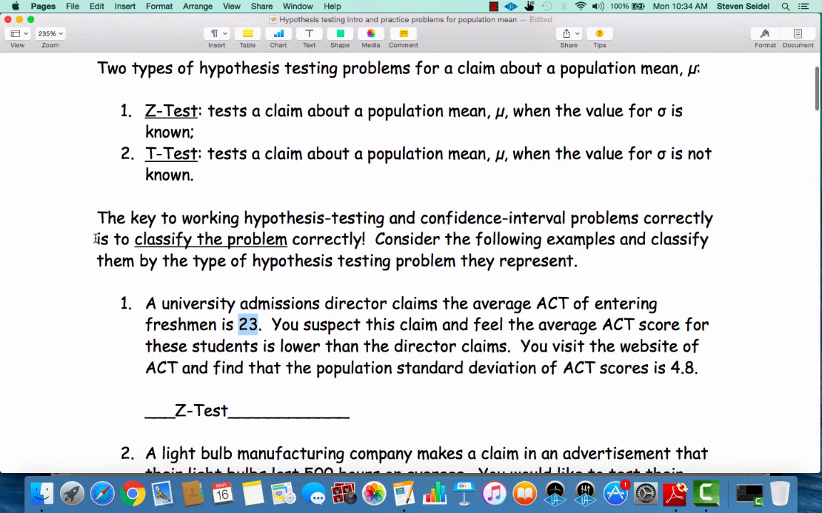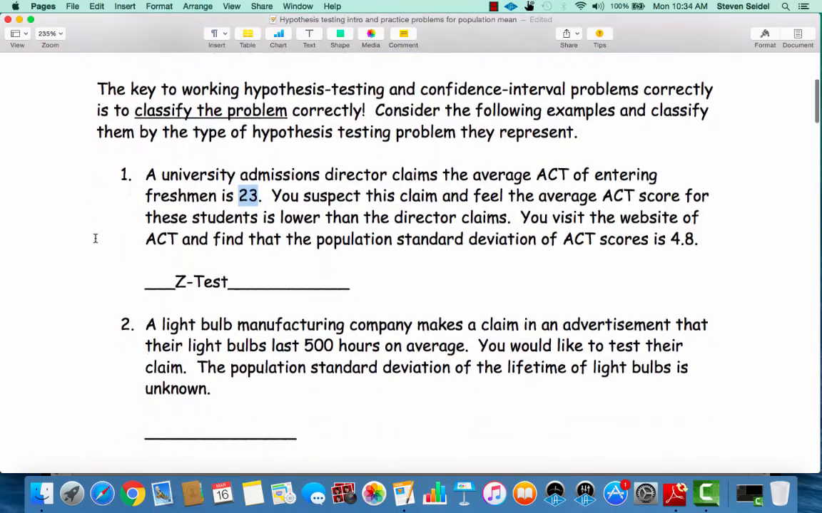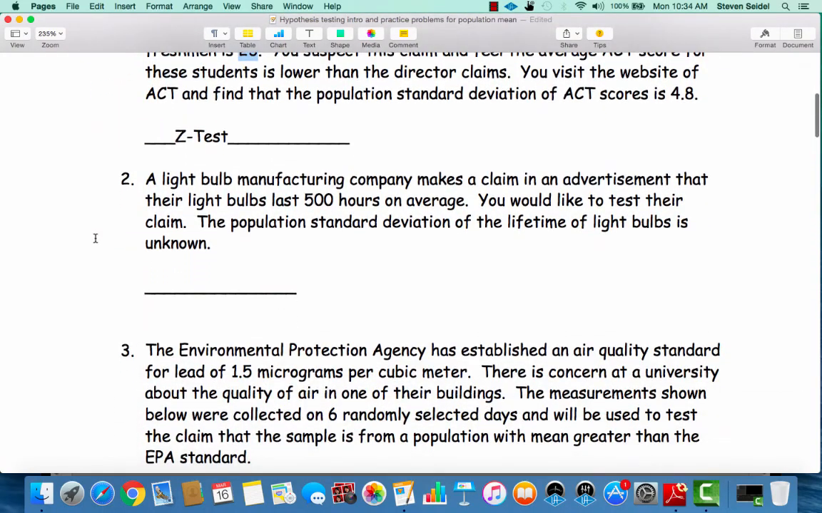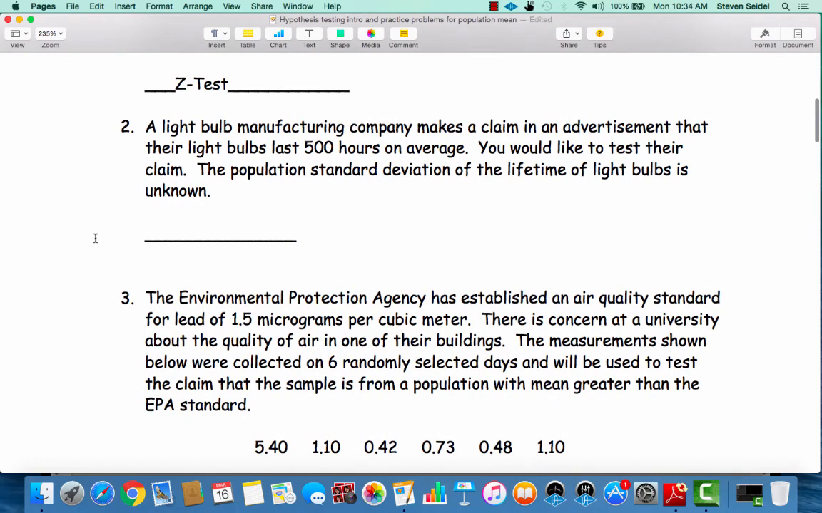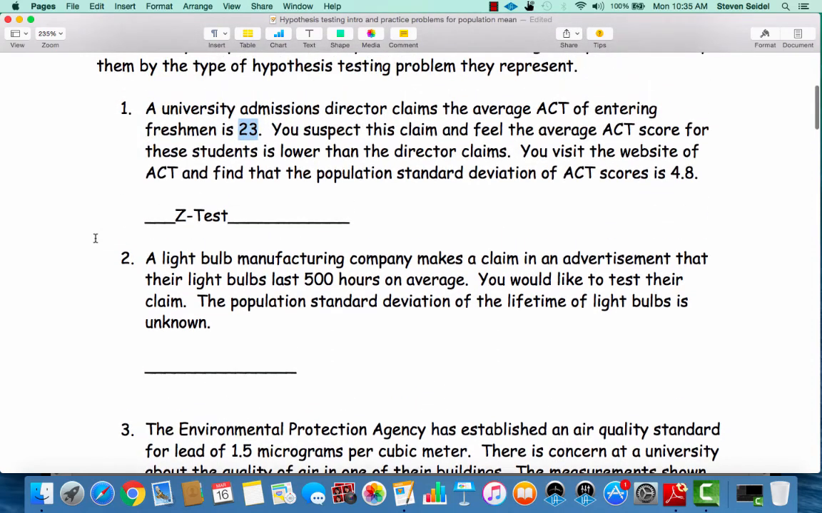Now, your job for today's lesson is to look at questions 2 and 3. Question 3, I know there's going to be a concern. I'll kind of get you started on that. But I want you to set the null and alternative hypothesis statements up just like I did for number 1.